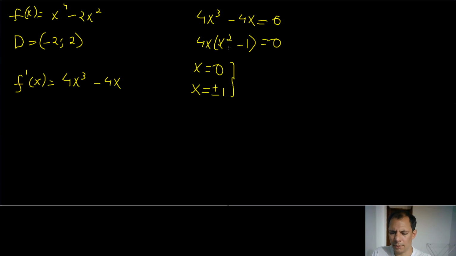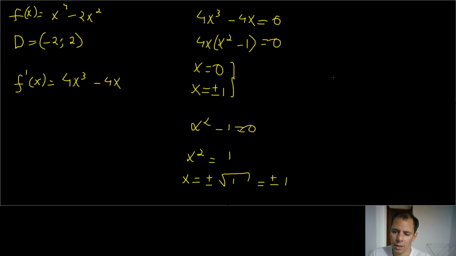Why? Because if you pass this stuff over dividing, 0 divided by this is 0, and then 4x equals 0, so x has to be equal to 0. If you pass this other stuff over dividing, what you're going to have is x squared minus 1 equals 0, x squared equals 1, x equals plus or minus 1. Why? Because minus 1 squared equals 1, and 1 squared also equals 1.